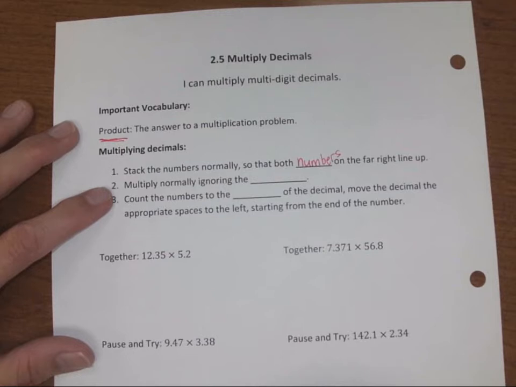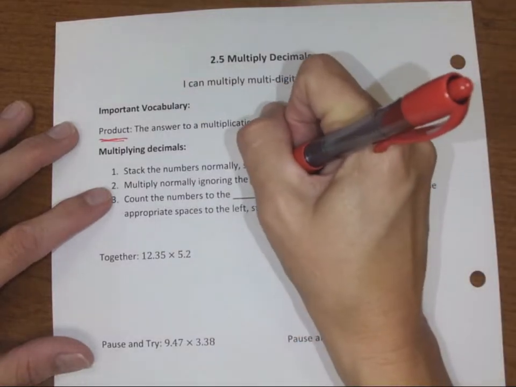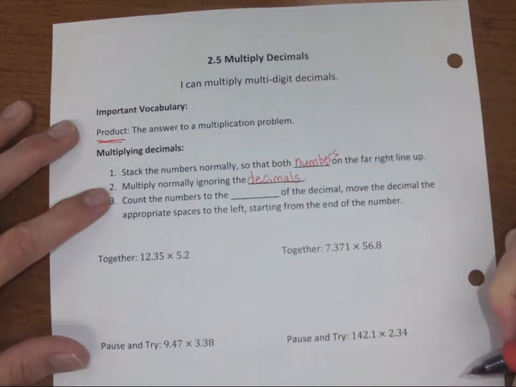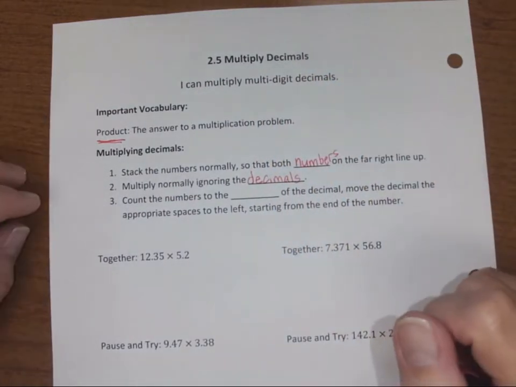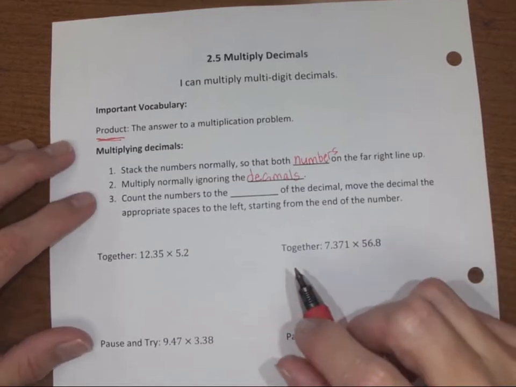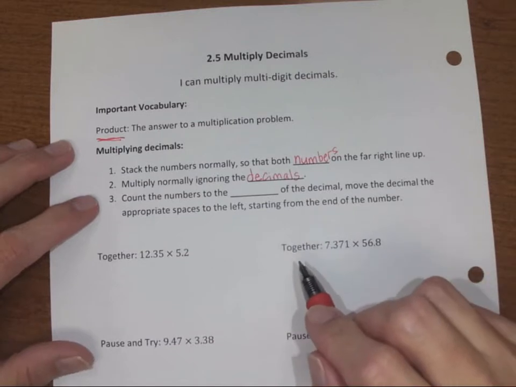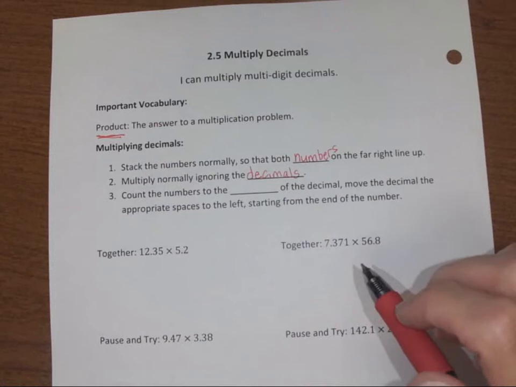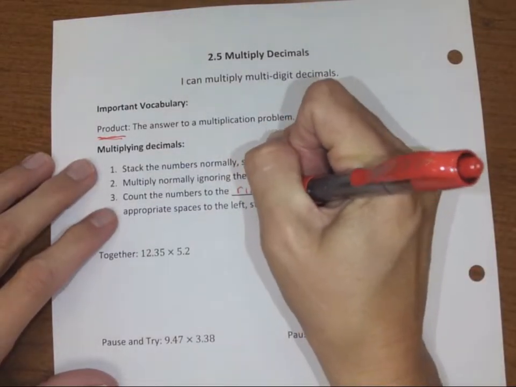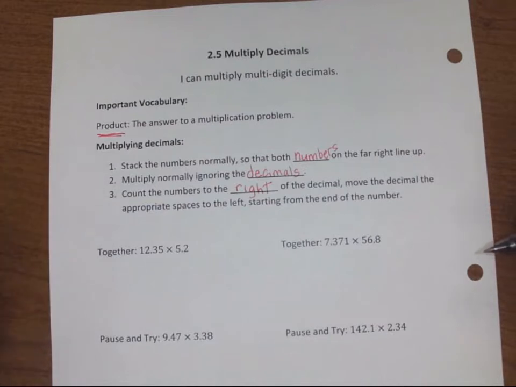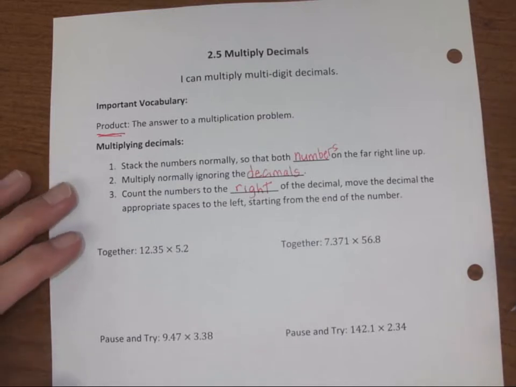Number 2, multiply normally, ignoring the decimals. So pretend that there are no decimals when you're multiplying decimal numbers. You don't worry about those until after you have the solution or the answer. So multiply normally, ignoring the decimals. And then number 3, count the numbers to the right of the decimal, and then move the decimal the appropriate spaces to the left, starting from the end of the number. This will make more sense when we practice it.